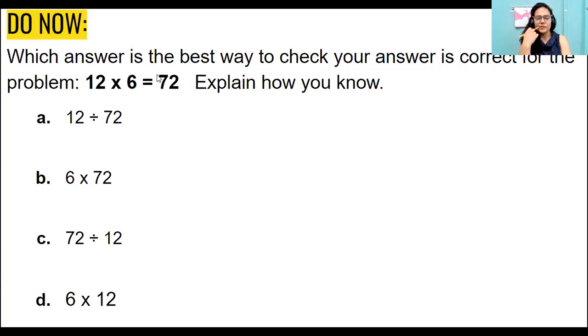I think the answer is C because when you multiply, the opposite of multiplying would be dividing. Mm-hmm. So therefore, C would be the best answer in checking your work. Exactly. And you guys should know by 5th grade that to check your answer for division or multiplication, you do the opposite. In this case, we are multiplying. So if we divide 72 divided by 12, we should get 6. Or if we divide 72 divided by 6, we should get 12.